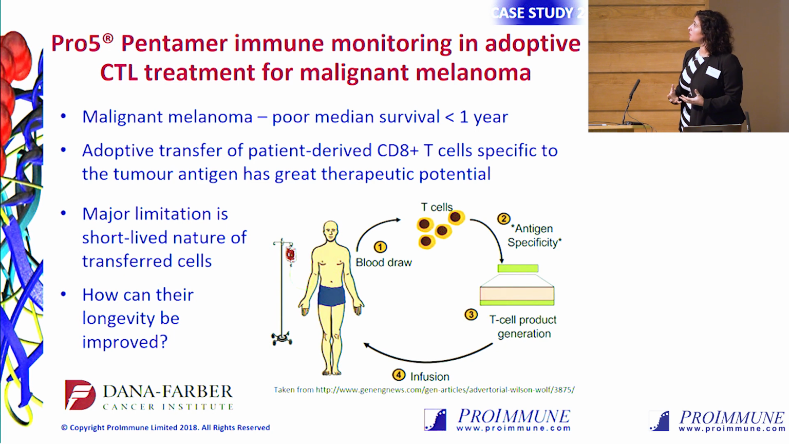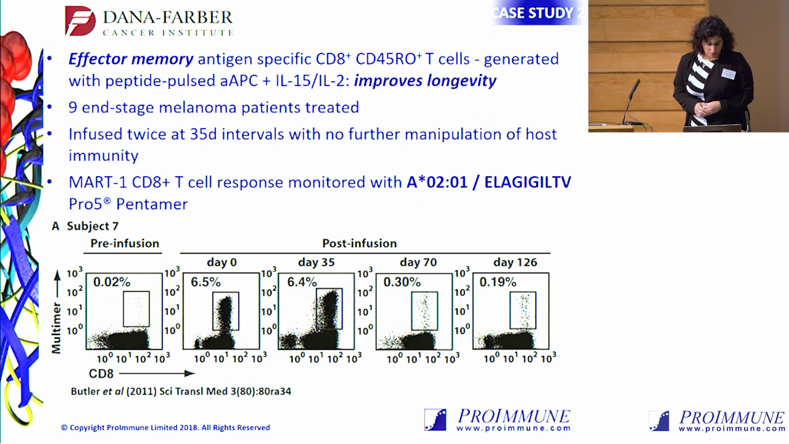Now, while the therapy had great therapeutic potential, unfortunately, the cells were short-lived once reinfused. So they needed to improve the longevity of those infused cells. What they did was develop a protocol that generated effector memory T cells using artificial APCs, so antigen-presenting cells, where they basically educated the cells to recognize a given tumor-associated antigen. In this case, it was MART, and generate an effector memory pool.